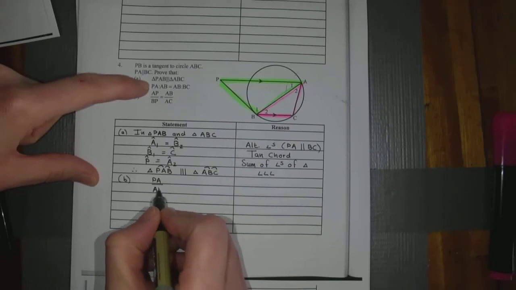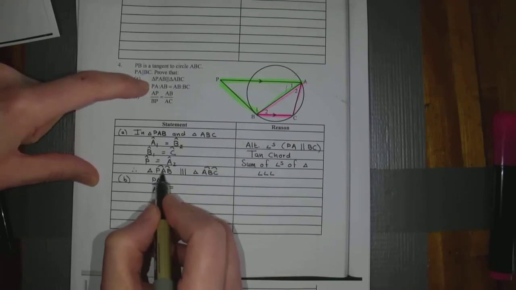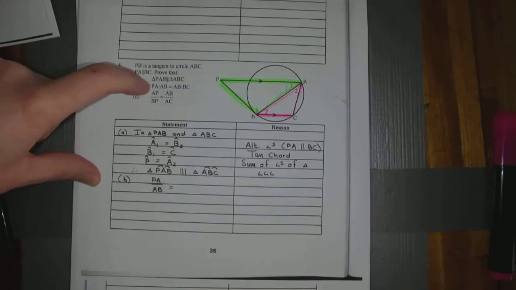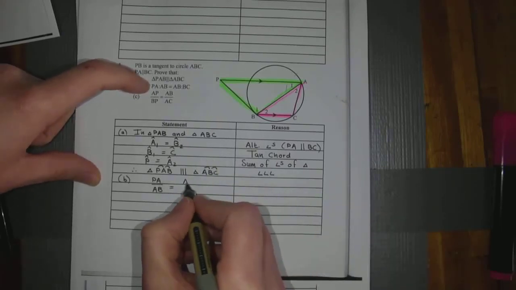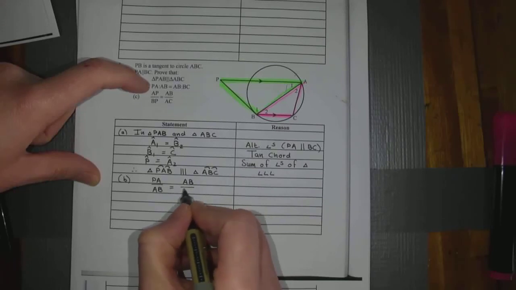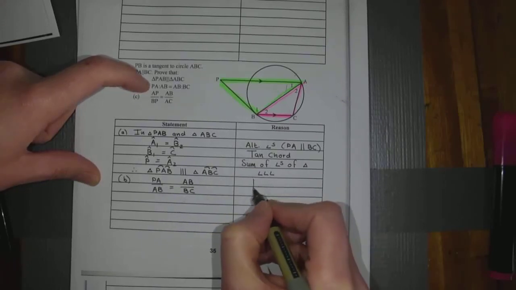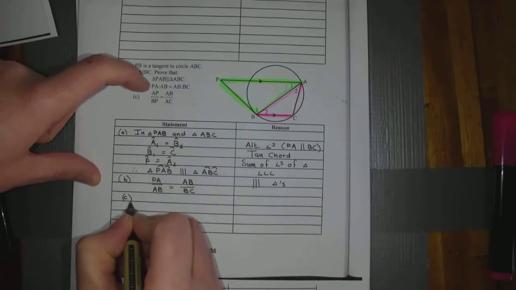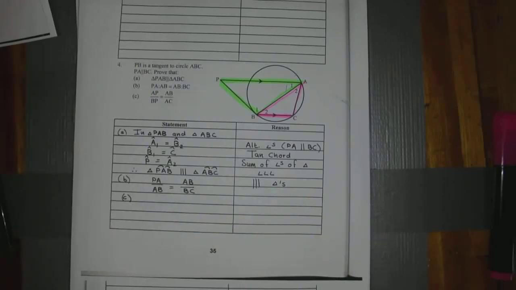And if I follow the pattern, then PA over AB is equal to AB over BC, which means you can go here in one step. And that's just going to be similar triangles. Okay, then the last one.